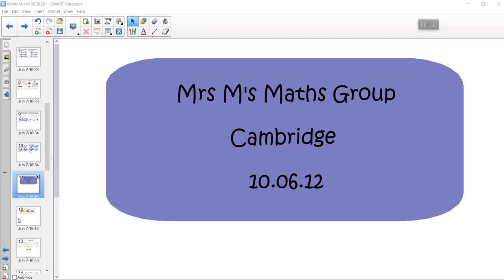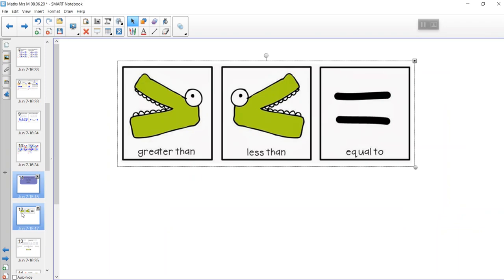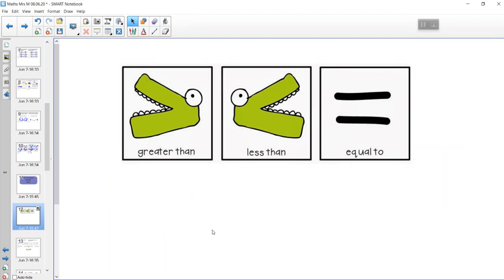Over the past 2 days, we have been looking at using and working out multiplication facts. And when we compare two sets of facts, which are greater than, which are less than, which are equal to each other. So today, we're going to do a little bit more working out if a set of facts are greater than, less than, or equal to each other.